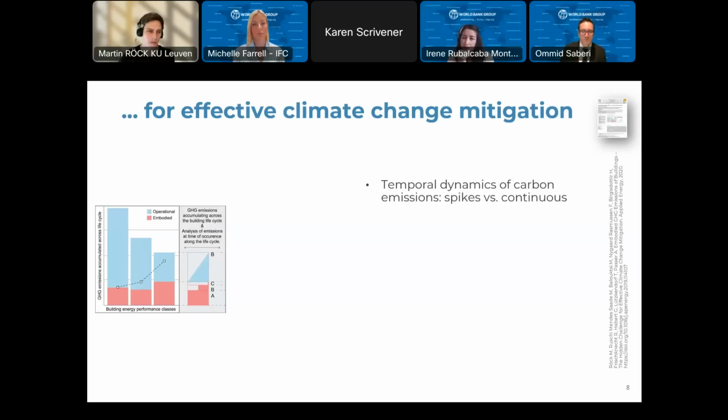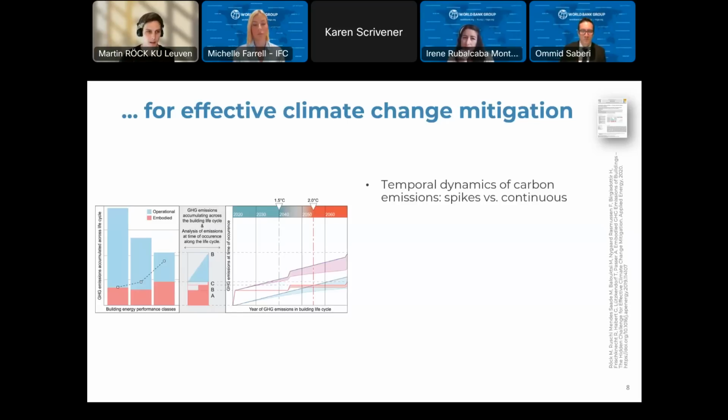And in contrast, building operation is very continuous. If we plot this on a time axis, so on the horizontal axis, you can imagine time. We start in 2020 and we look until 2060, 2070, 50 years of a building life cycle, as I said. And on the vertical axis, we look at the emissions that happen over this life cycle.